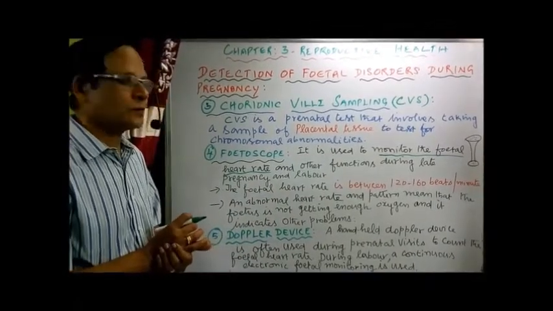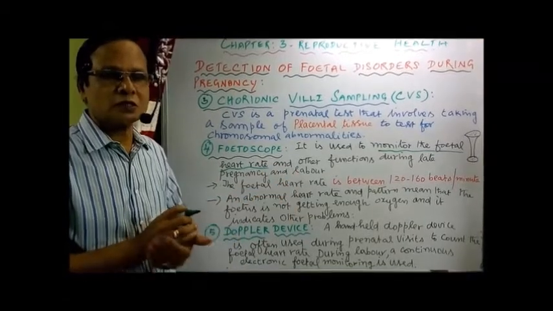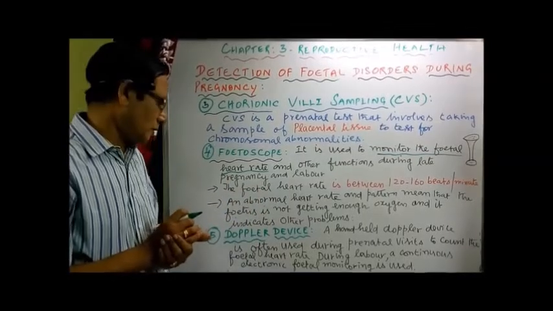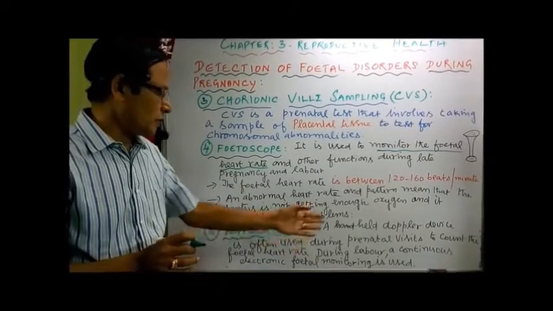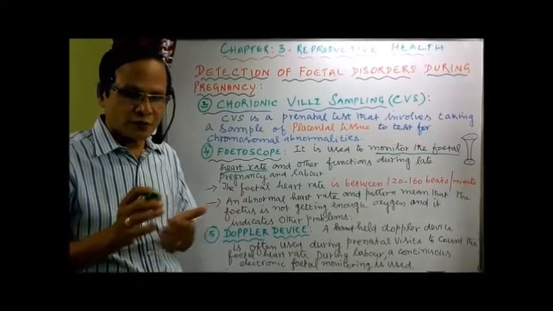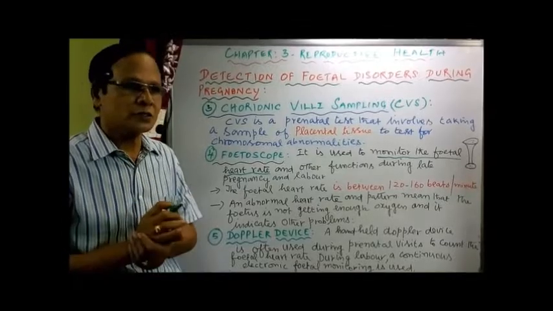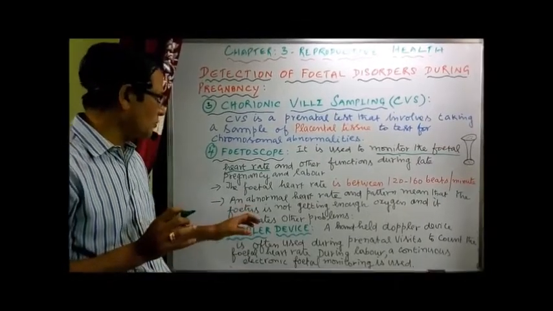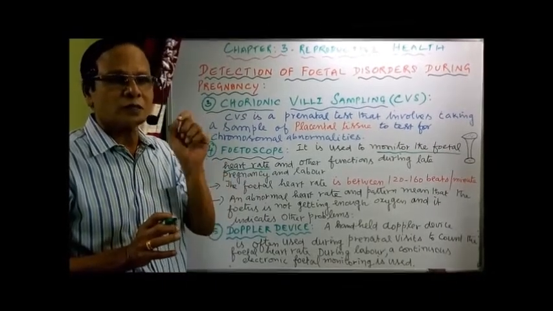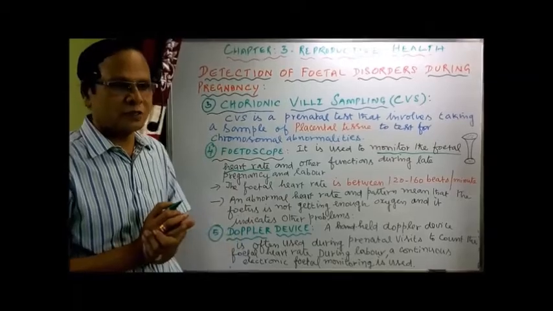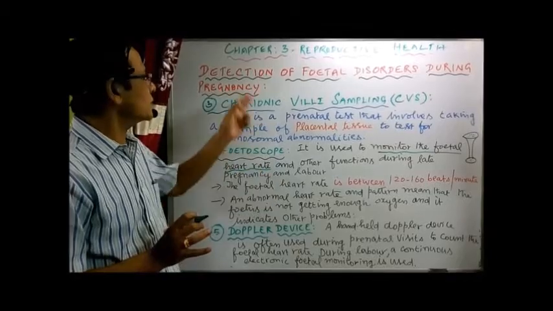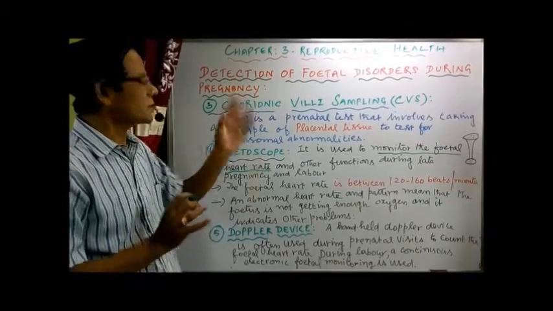Also, electronic monitoring is done continuously during labor or childbirth. Continuous electronic fetal monitoring is often used to check whether the fetus is normal and whether the birth is going to take place normally. So the Doppler device as well as the fetoscope are meant for hearing the heartbeat sound and counting the heartbeats of the fetus, whether normal or abnormal.